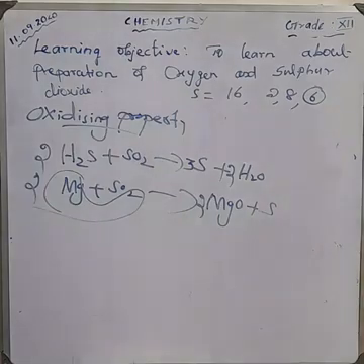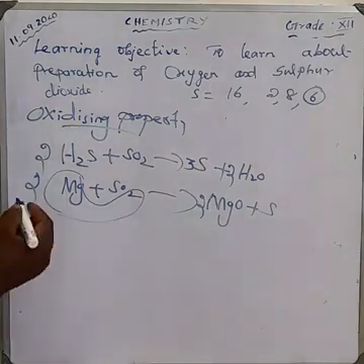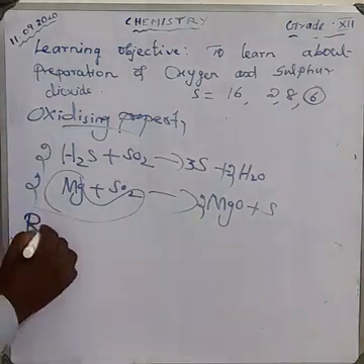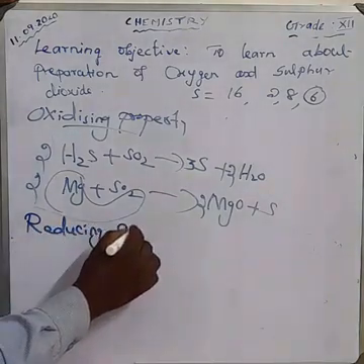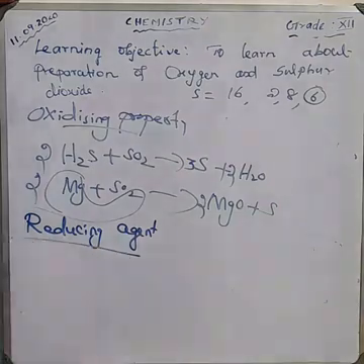Next about the reducing property. The oxidation property and the reducing properties are very important. Oxidation properties of sulfur dioxide and the reducing properties of sulfur dioxide are all important questions. So you should take written practice, only the equation is enough. Here sulfur dioxide acts as a reducing agent.